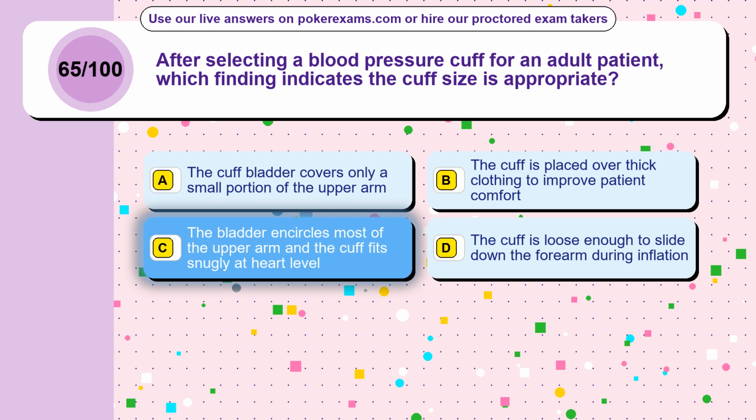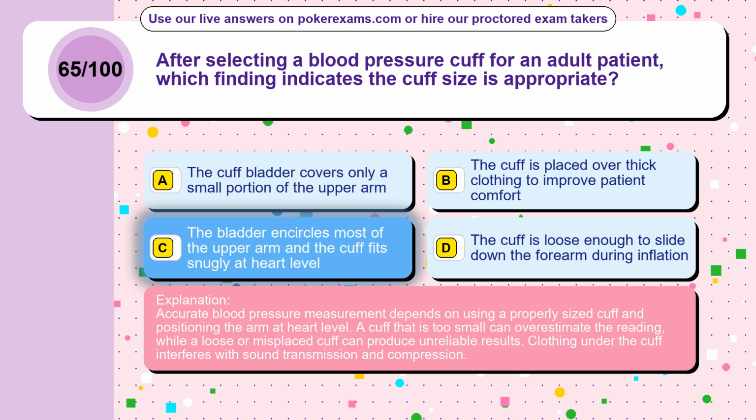The bladder encircles most of the upper arm and the cuff fits snugly at heart level. Accurate blood pressure measurement depends on using a properly sized cuff and positioning the arm at heart level. A cuff that is too small can overestimate the reading, while a loose or misplaced cuff can produce unreliable results. Clothing under the cuff interferes with sound transmission and compression.